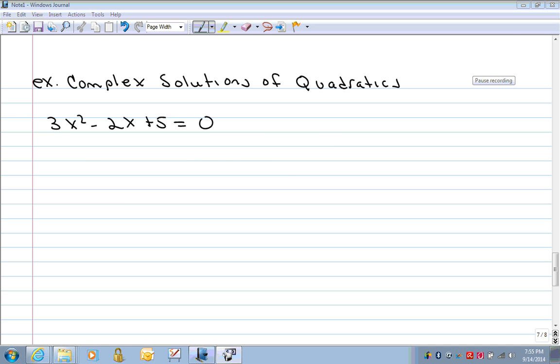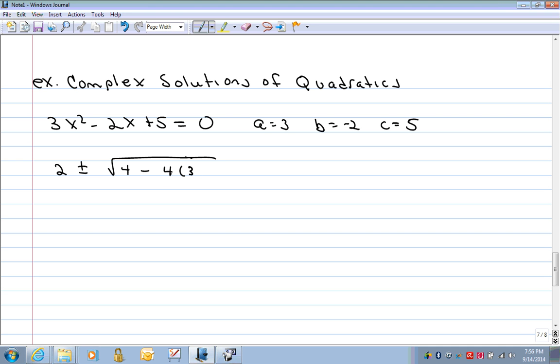All right, we're going to look at some complex solutions of this quadratic. First of all, we need to go ahead and use the quadratic formula for this. It's not factorable. I'm just going to let you know that. So our a value would be 3, our b value would be negative 2, and our c value is 5. We're going to plug it in the quadratic formula. So it'd be negative b, negative 2 would be 2, plus or minus the square root of b squared. So negative 2 squared is 4, minus 4 times a times c all over 2 times a.